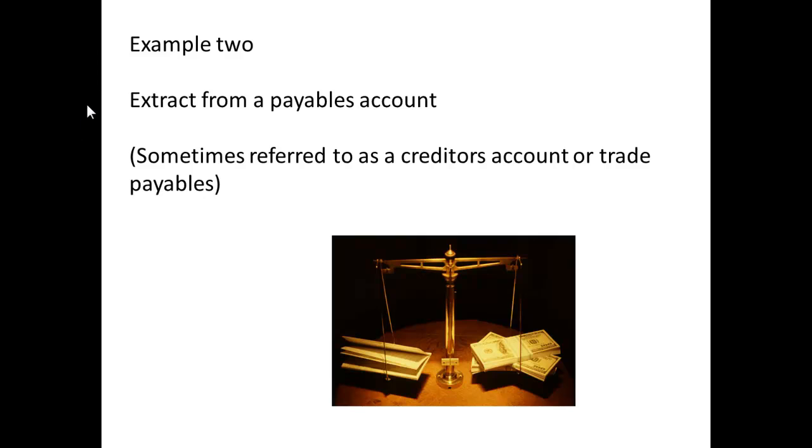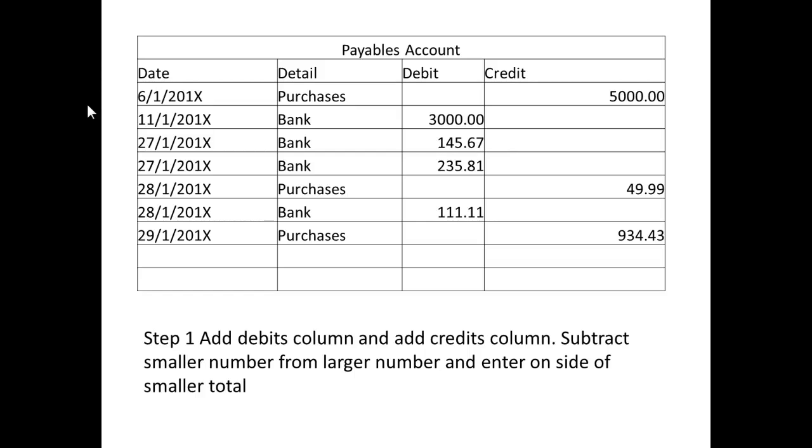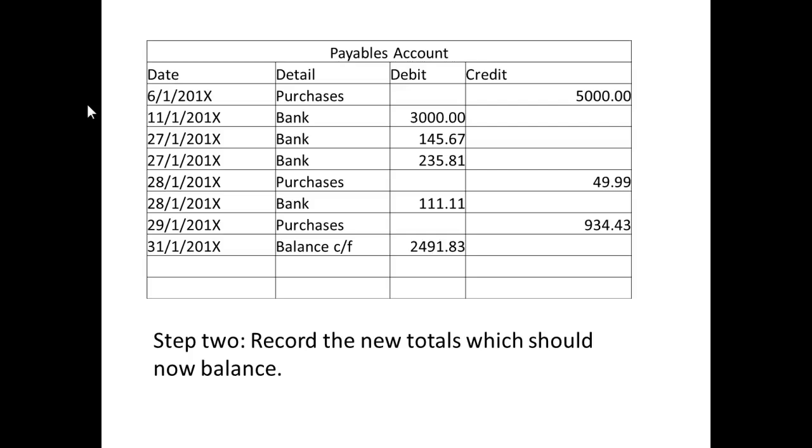So let's have another example. Yes, we'll show an extract from a payables account, which is sometimes known as a creditors account or a trade payables account. Here we are, lots of debits and a few credits there. So we add the debits column and the credits column, and then we're going to subtract the smaller number from the larger number, and we're going to enter it on the side that's got the smaller total. There we are. We have a balance now of 2,491 and 83 pence.